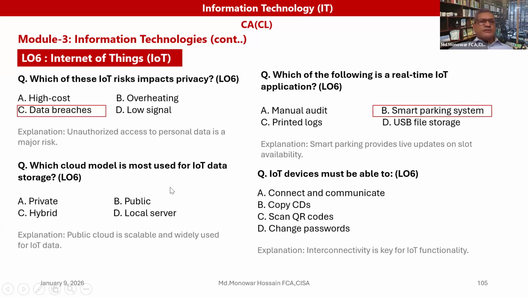Answer B. Which cloud model is most used for IoT data storage? The public cloud, because the public cloud is scalable and widely used for IoT data. Answer B. Internet of Things devices must be able to connect and communicate, because interconnectivity is key for Internet of Things functionality. Answer A.